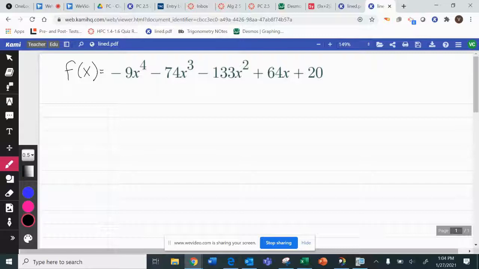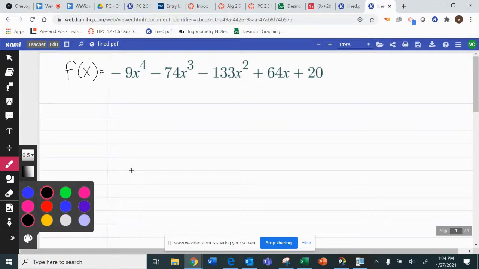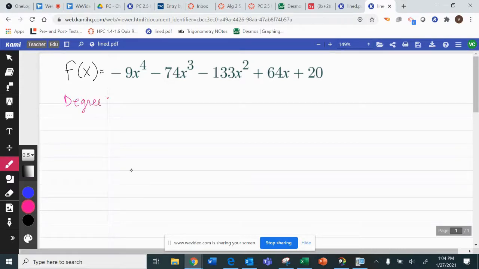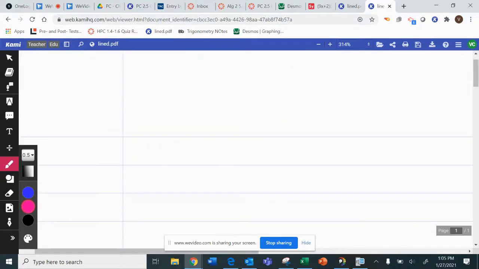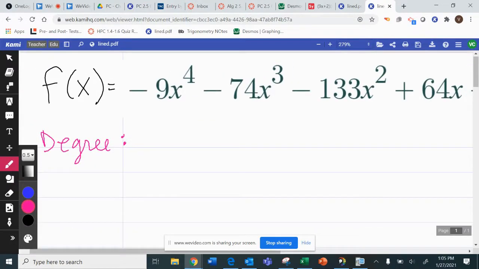Okay, so everything that we need to know for section 2.5. We're going to look at this equation. And the first thing that I might ask you is, what is the degree? Look at this equation. What is the degree? 4, yeah.